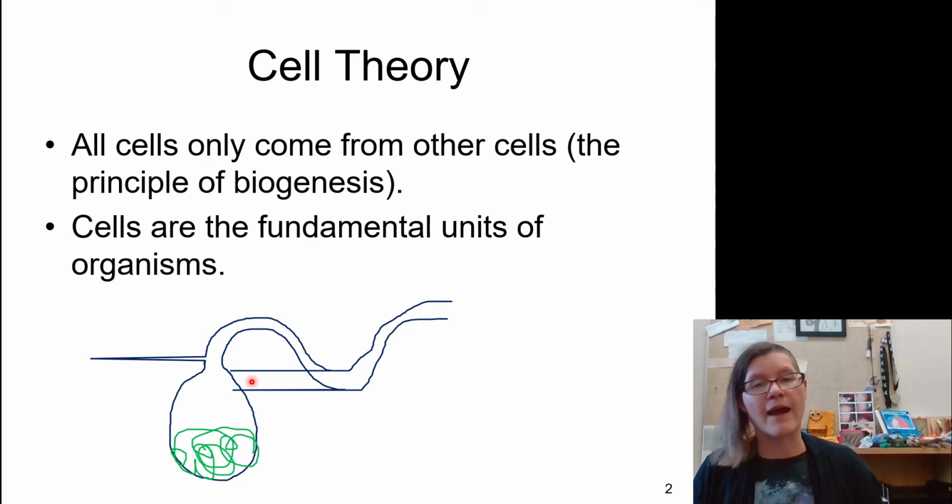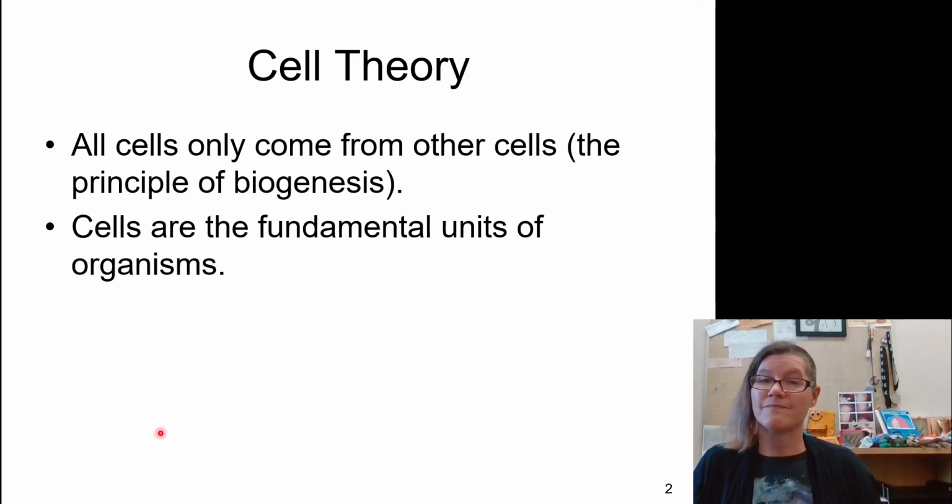And then people said, all right, I guess that cells in the broth must have come from other cells in the air, and that's the way it works. And so then we have the idea that cells come from other cells.